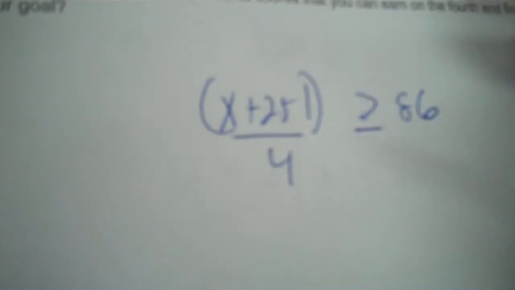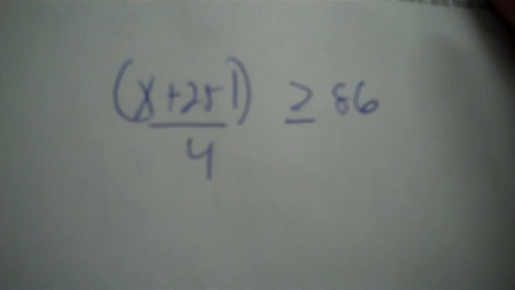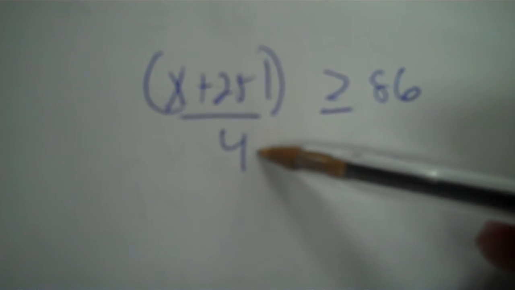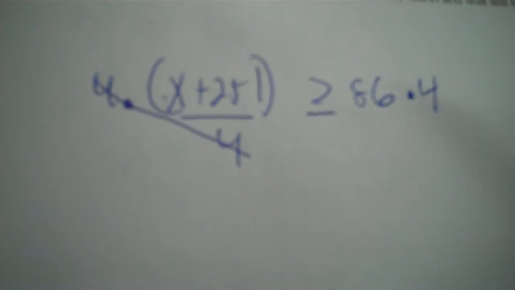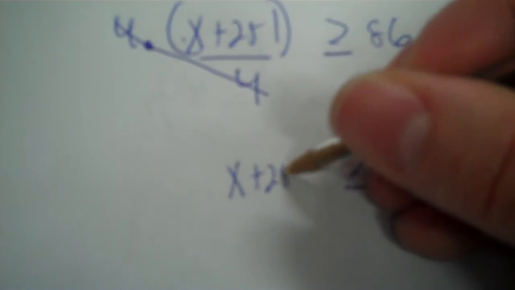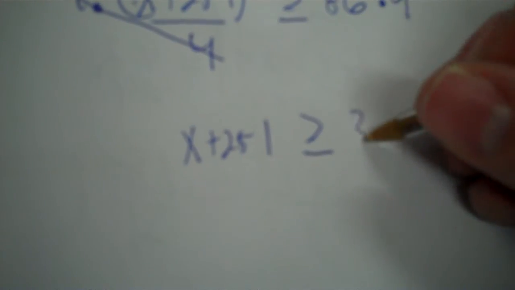Now remember the rule, when one whole side is divided, you want to put a parentheses around that, okay? Because you do your operations kind of the opposite way. You need to get rid of your divide by 4 first, okay? So I'm going to times by 4. That gets rid of the divide by 4. Now, I'm timesing each side, but it's by a positive, so the sign will not change. So X plus 251. And over on the other side, you take 86 times 4. 344.